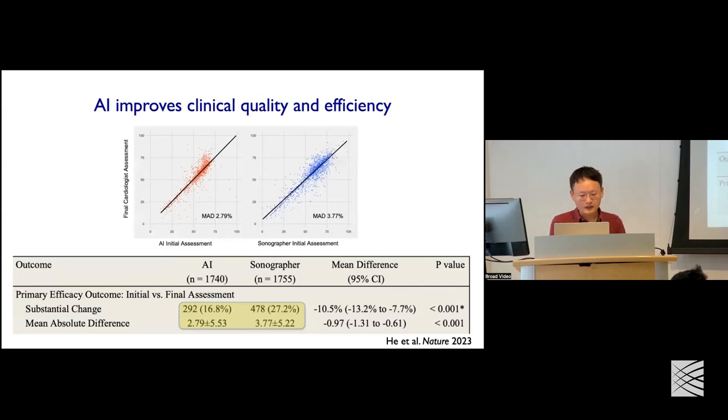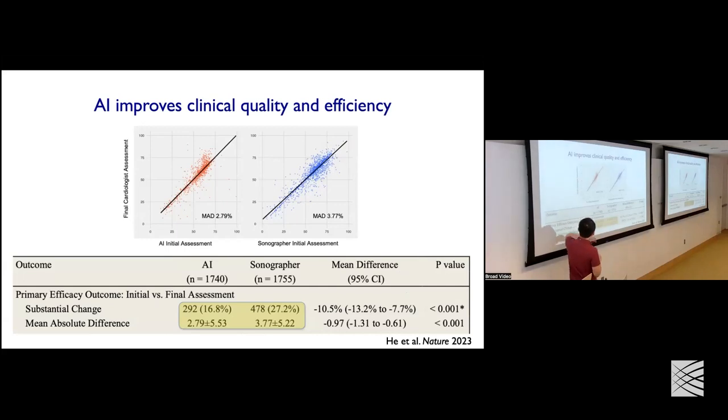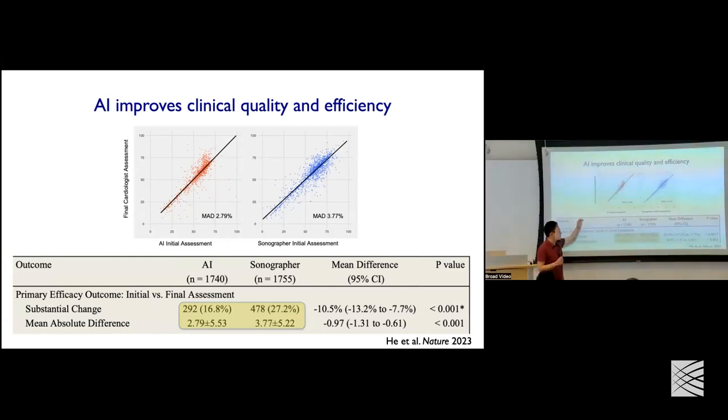I'll just tell you the main result. This is basically the main readout. Each dot here corresponds to one of these studies, so one of these videos. The x-axis corresponds to the ejection fraction evaluated by the AI algorithm, a number from 0 to 100. The y-axis corresponds to the cardiologist, who gets the final say, so they can modify these initial readouts. This one is for the AI versus cardiologist, and this one is for the sonographer versus cardiologist.